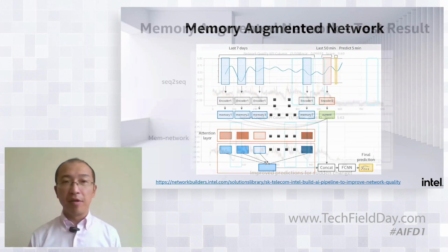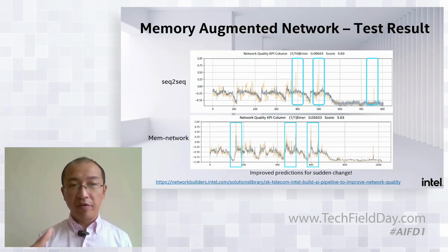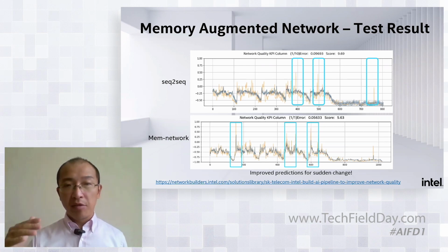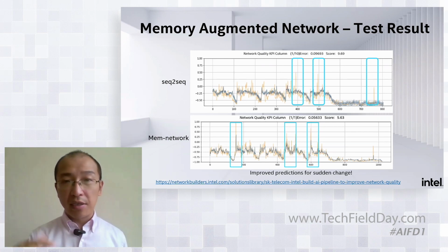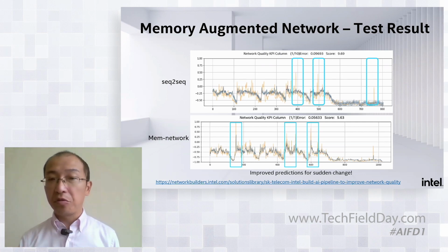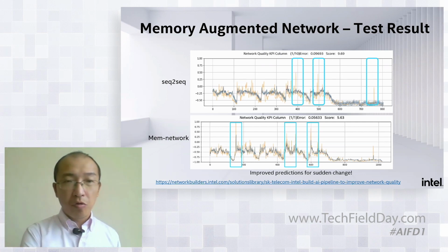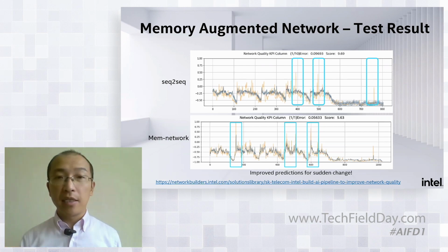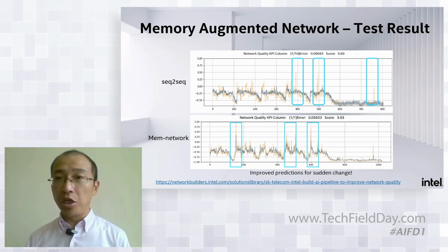This shows an example with two different models. You could use a sequence-to-sequence model to do the sequence generation, and as mentioned, they built a memory network. As you can see, the yellow ones are the ground truth, and the green ones are the prediction results. You plot those time series data on a chart and can compare the ground truth and the prediction, and the memory network improves the prediction for sudden changes a lot. You can more accurately predict if there is a sudden change in your network.